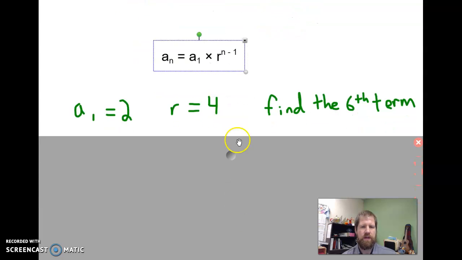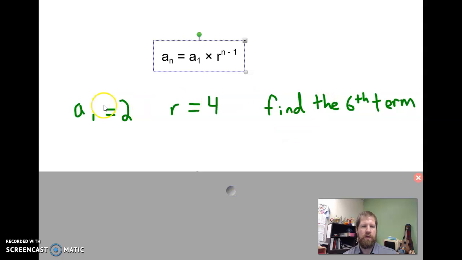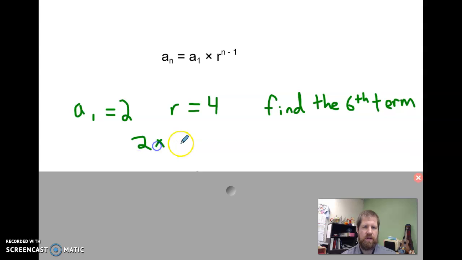Okay, so let's see how that works with some of these problems. Let's bring this down with us. My initial value, my first term, is 2. My common ratio is 4, and I'm looking for the sixth term. So n is equal to 6 here. So I just plug those in. I have 2 times 4 raised to the 6 minus 1, or 2 times 4 to the 5th.